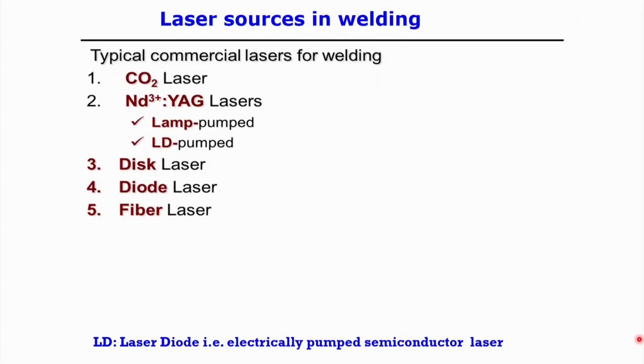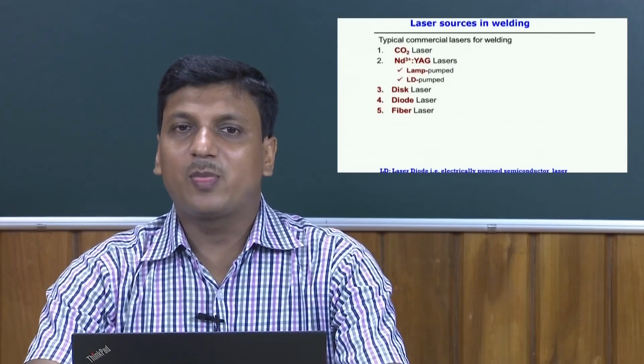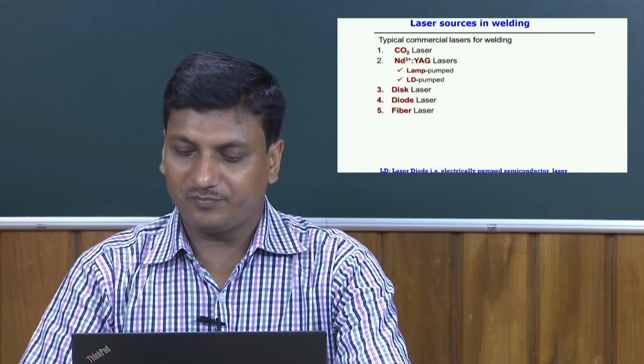Laser diode pumped means electrically pumped semiconductor devices. Then the disc laser and the diode laser, and finally the fiber laser. So all these five different types of lasers are normally used for welding purposes.